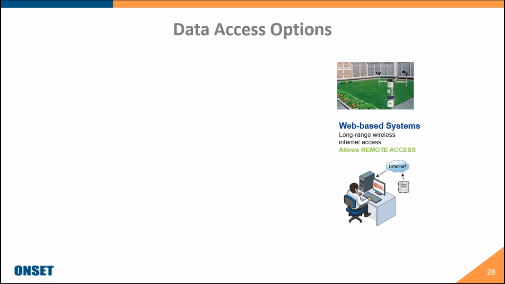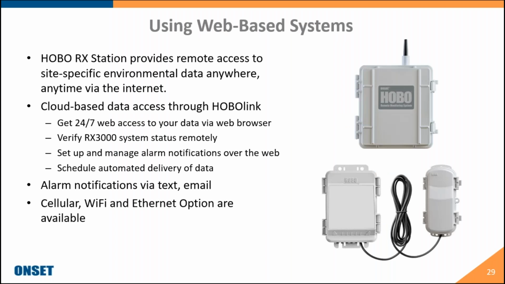Lastly, we will go over our web-based remote monitoring stations, and that would specifically be our RX product line. Our RX stations basically provide remote access to site-specific environmental data anywhere, anytime through the internet. Again, all this data is pushed up to our cloud-based platform, HOBOlink, so you will be able to access this data from any device that has a web browser, tablet, laptop, computer, things of that nature. This does give you 24/7 web access to your data with the built-in web browsers.